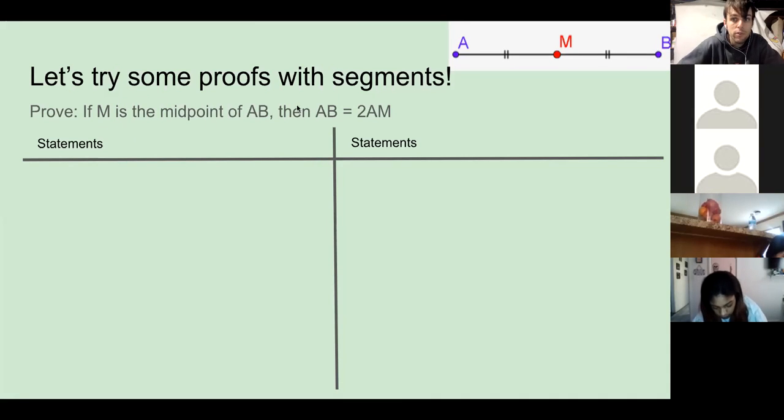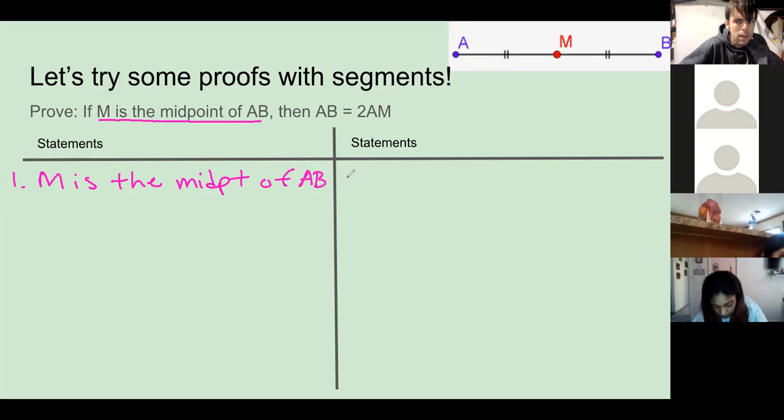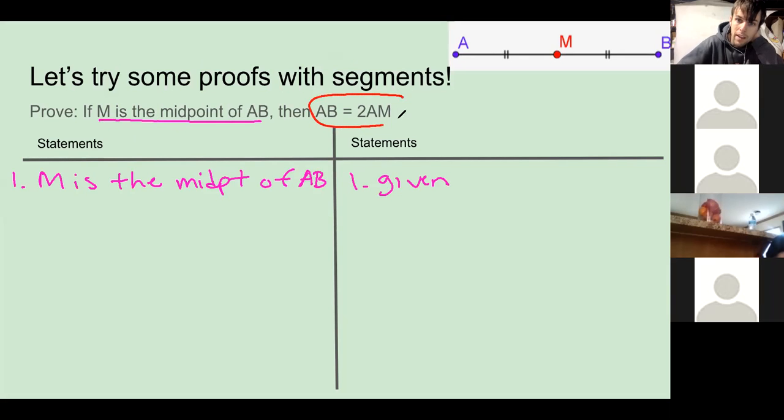So in this proof, what we can assume is our hypothesis here. That's going to be our given. So we can assume that M is the midpoint of AB. And that is just a given for us. It is our hypothesis. And where we're trying to get to is this equation.